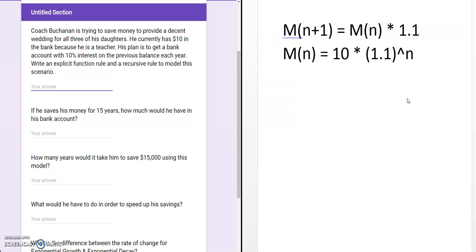The first question: Coach Buchanan is trying to save money to provide a decent wedding for all three of his daughters. He currently has $10 in the bank because he's a teacher. His plan is to get a bank account with 10% interest on the previous balance each year. Write an explicit function rule and a recursive rule to model the scenario.